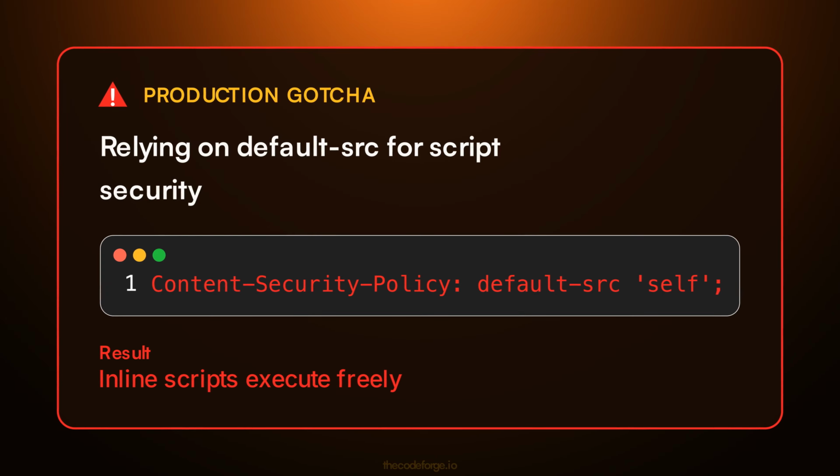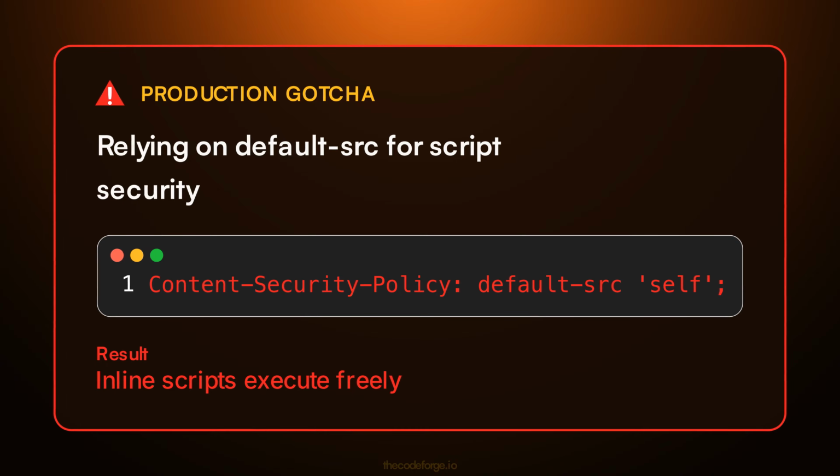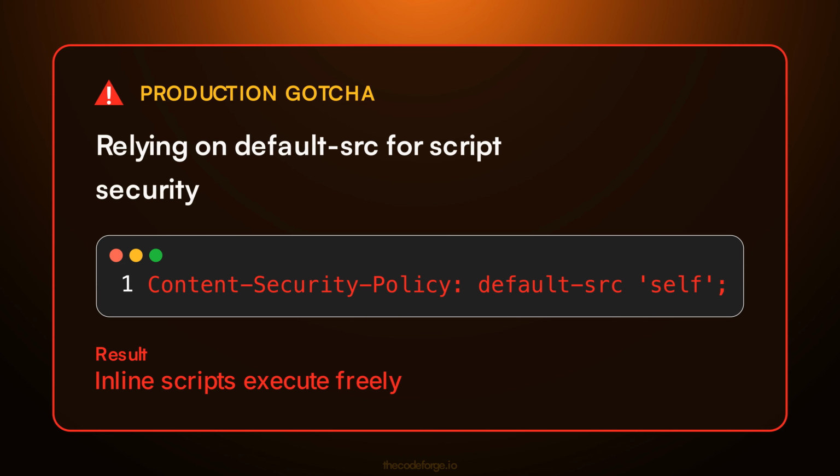This was the exact mistake in our incident. The CSP policy had only default-src, self, without an explicit script-src. This allowed inline scripts to execute, which the attacker exploited. Always declare script-src explicitly with hash-based allowlisting.